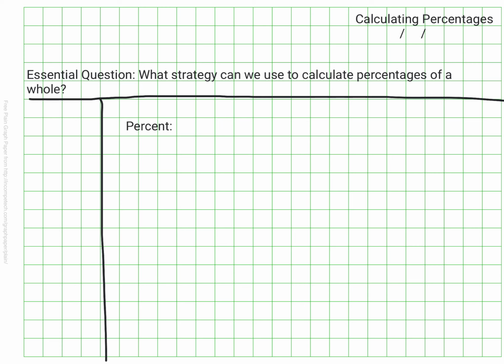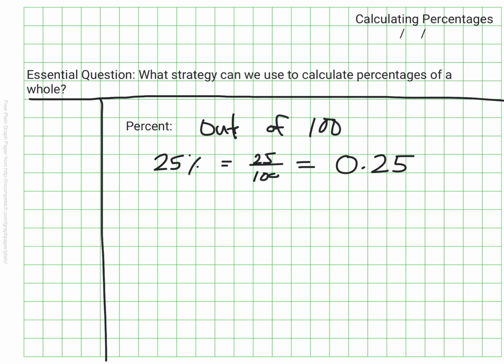Something we should obviously know by now from our studies with percentages so far is that percent means out of 100. I know this is something we've talked about before, but it's important particularly for the strategy we're going to talk about, because it tells us that 25% is, of course, the fraction 25 out of 100, but more importantly for this strategy, it can be written as the decimal 25 hundredths.